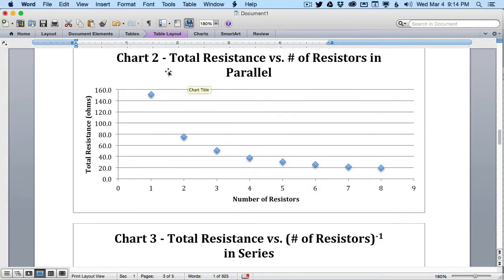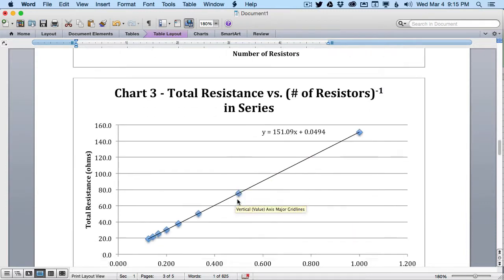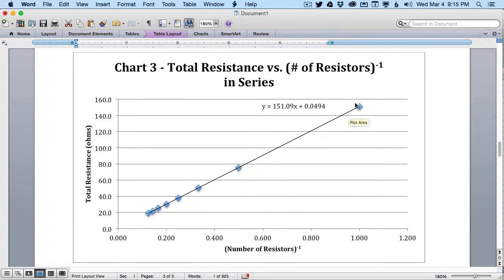Now below that, I put chart 2. This chart I included because I thought it was important. I'm not going to necessarily refer to this a huge bit. I could, but I included it. But I also included chart 3. This is really the important one, and it's total resistance versus the inverse of the number of resistors.